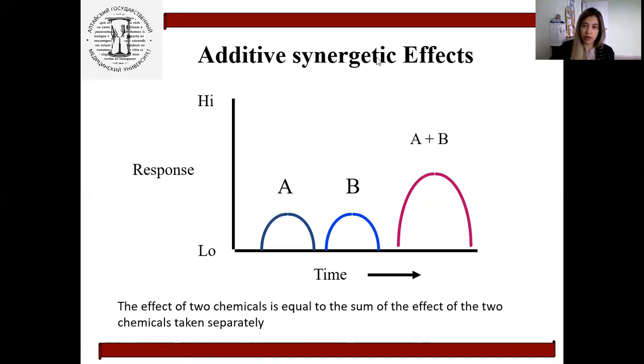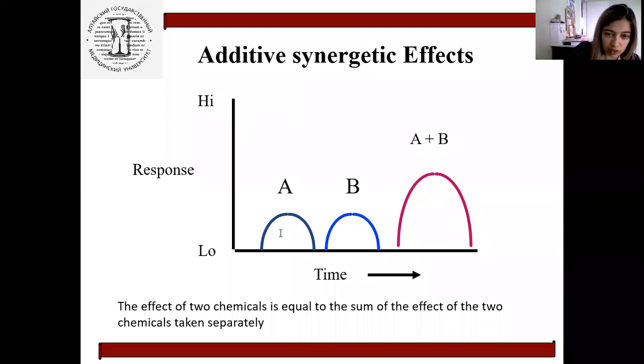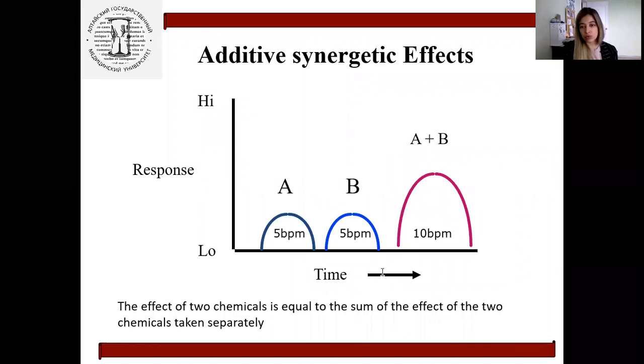I will show you here once again for you to see that if here we have, for example, 5 beats per minute in drug A, and in drug B we have also 5 beats per minute, and when we use the two together we have 10 beats per minute. If such a situation is observed, 5 plus 5 is 10, then we call it an additive synergic effect. Okay, but this is not the only synergism that can be seen. Synergism means they help each other. What can also be here?